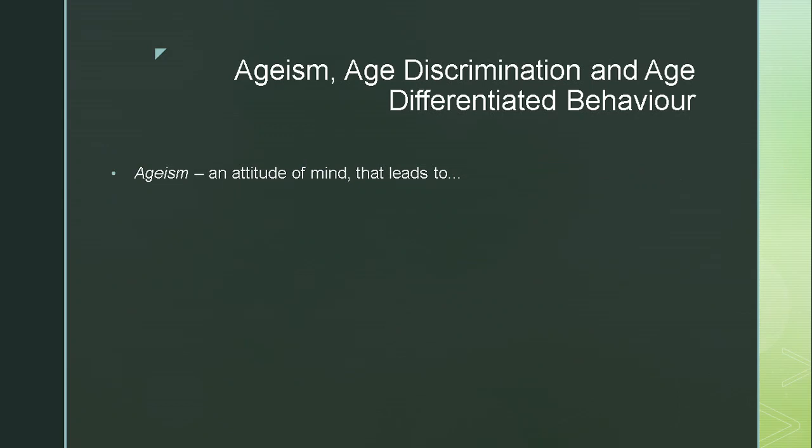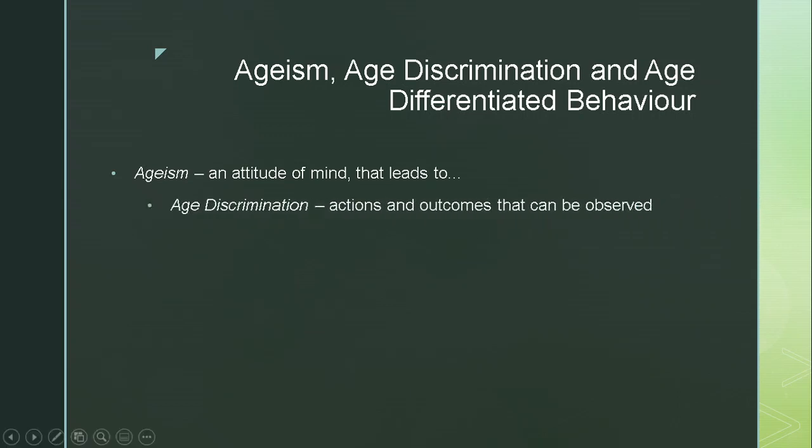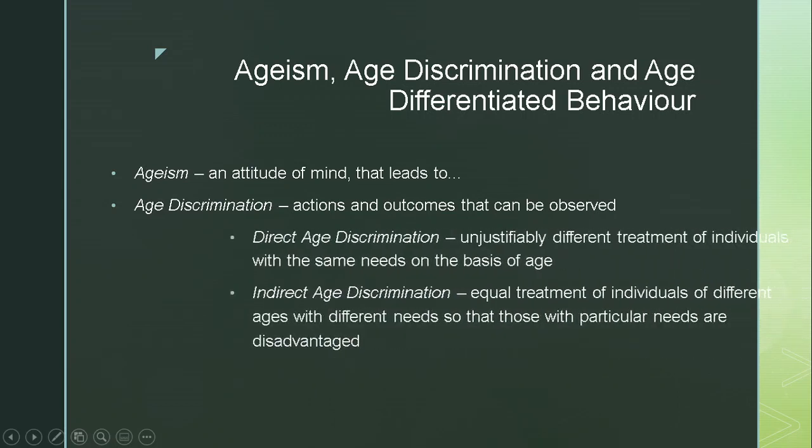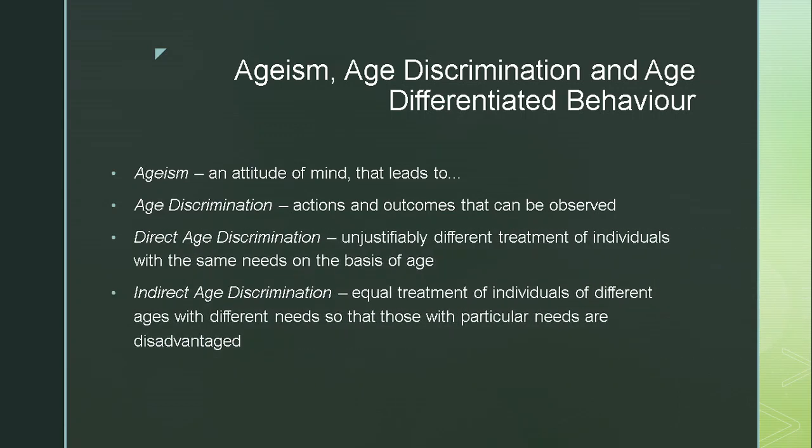Now, ageism itself is an attitude of mind, and that leads to age discrimination. The attitude that we have in our mind, the belief that we have about elderly people, leads to age discrimination, and there are actions and outcomes that can be observed. There are things that we can see or witness or do, and they lead to particular outcomes. So direct age discrimination is unjustifiably different treatment of individuals with the same needs on the basis of age. We can directly see that, or directly experience that, and that's unjustifiable. We're treating individuals differently, even though they have the same needs, but we're treating them differently because of their age.